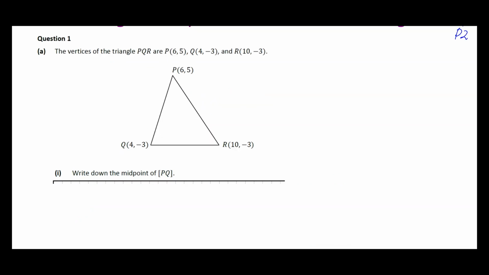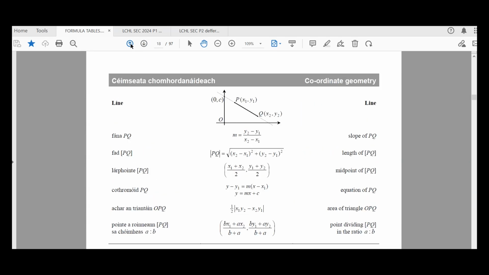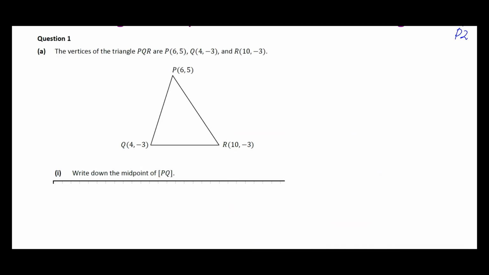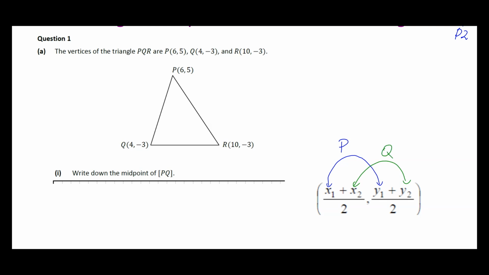Okay, now let's focus on each part. We have the triangle with all the vertices and we have to find the midpoint. How do we find the midpoint? We have a formula. We go to our table, coordinate geometry formulas, and there it is, the formula for the midpoint. Always make sure you write down the formula that you are using. What do we need for this formula? Coordinates of one point, and then coordinates of the second point. Which point is first, which is second, doesn't matter. Let's say the first one is P and the second one is Q. So that is x1, y1, and that is x2, y2.